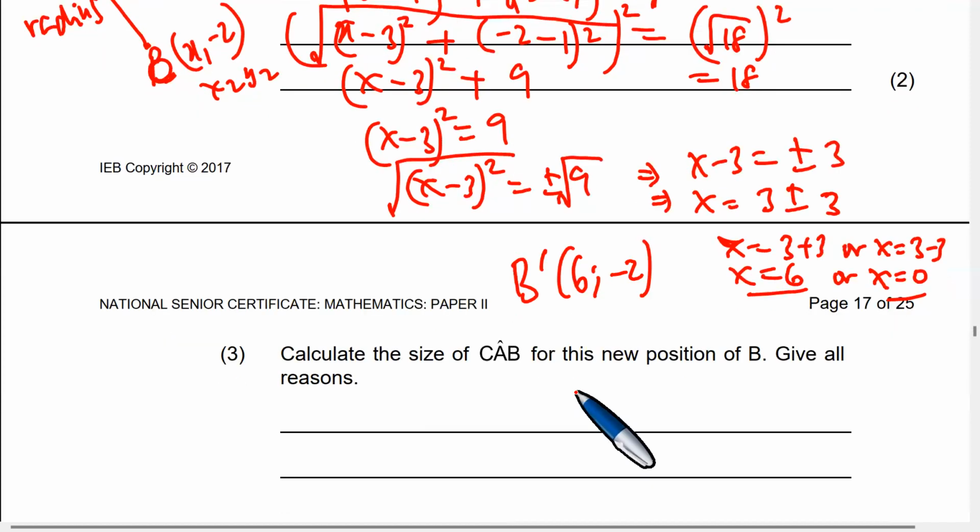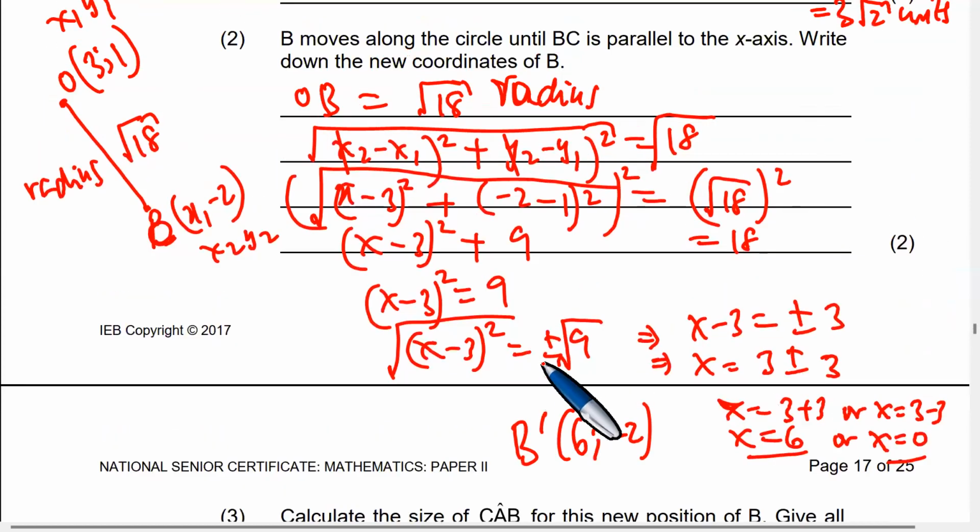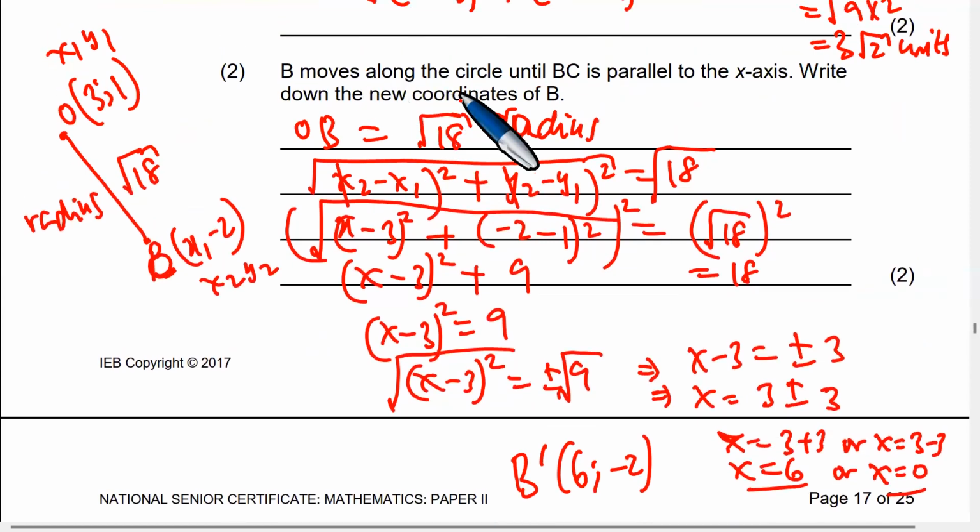What was the question? Remember, they said B moves on the circle, so the point B is actually a movable point. Until B is parallel to the x-axis, write down the new coordinates of B. We found that the new coordinates of B are actually 6 and minus 2. We are done.